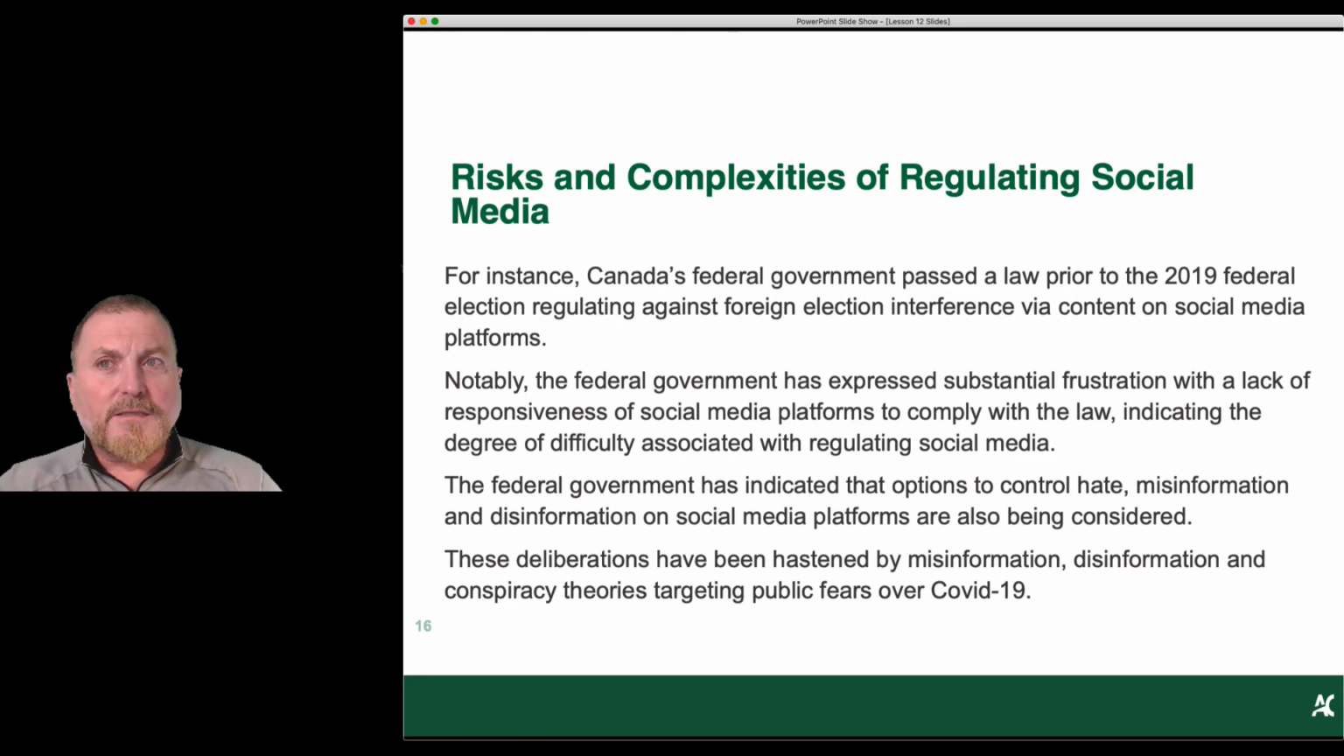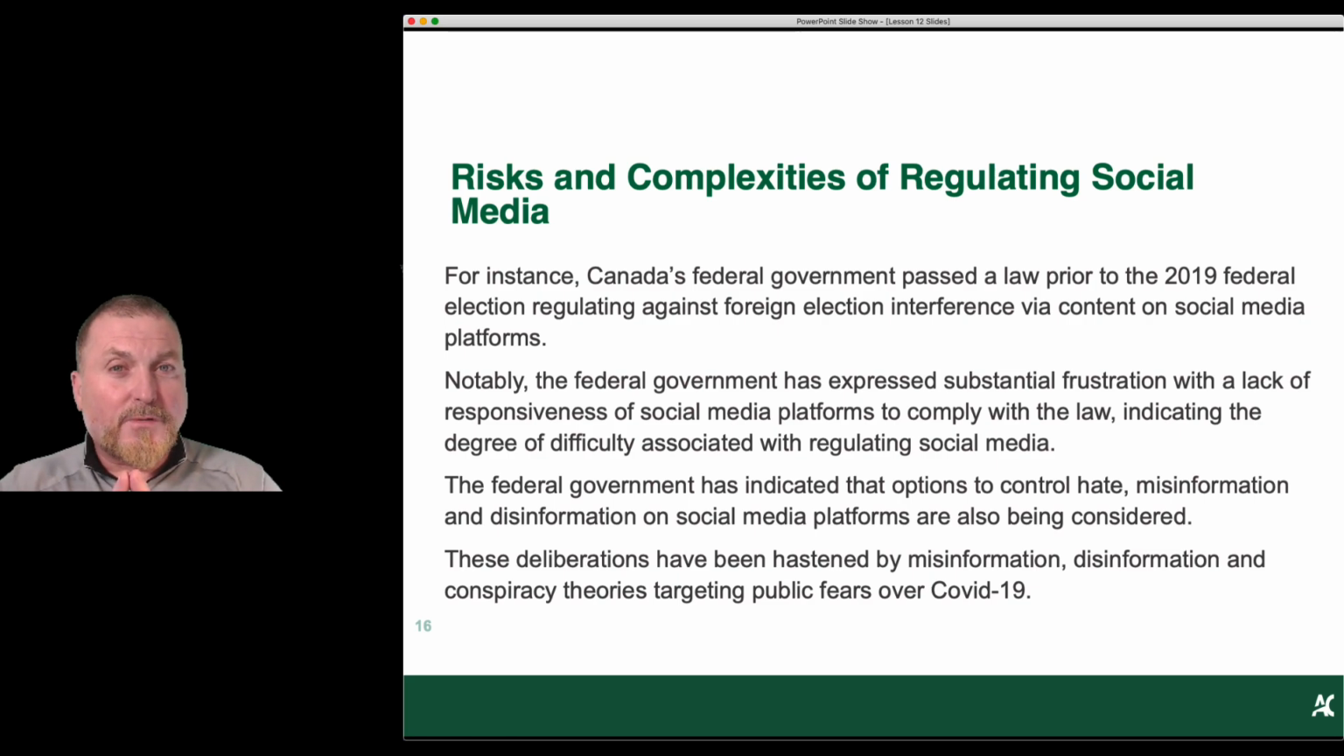For instance, Canada's federal government passed a law prior to the 2019 federal election regulating against foreign election interference via content on social media platforms. In other words, social media platforms needed to remove that material the minute it was discovered, if it impacted in any way on the Canadian federal election, okay? Notably, the government expressed a frustration, however, with the lack of responsiveness of social media platforms. And that's because of the sheer volume of this.